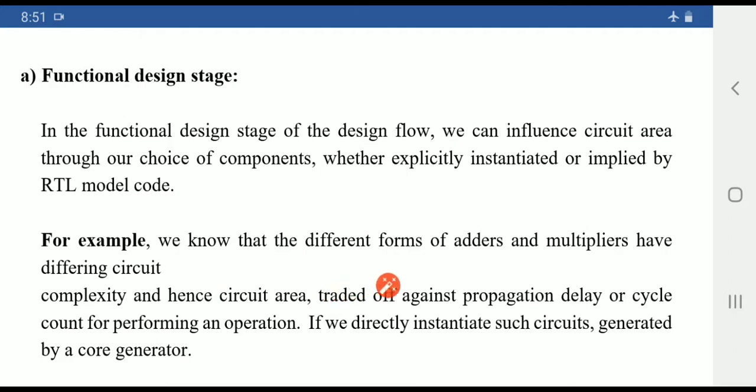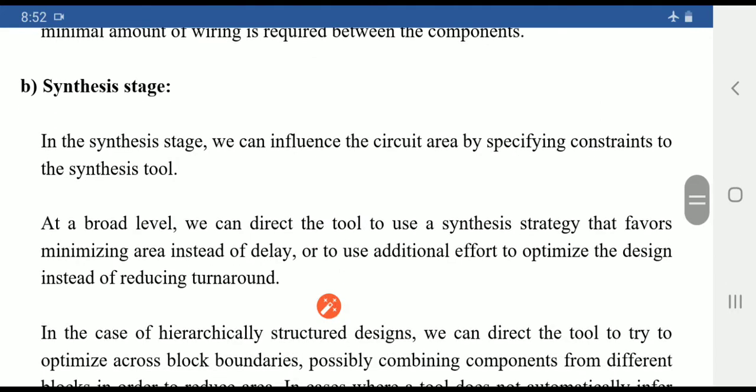We know that different forms of adders and multiplexers have differing circuit complexity, hence differing circuit area. So if I choose adders and multipliers with different circuit complexity and add them into the design based on the requirement and the constraint, thereby we can reduce the area when it is done using the functionality of the design. The second thing we can do is the synthesis stage.